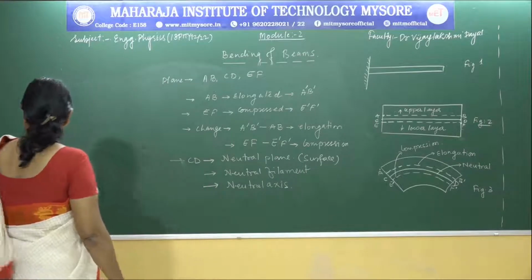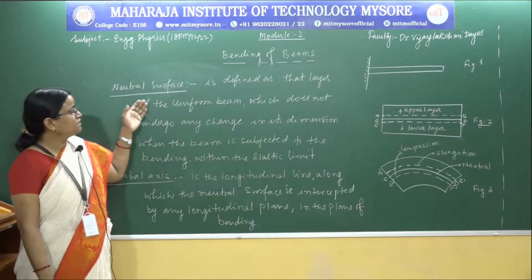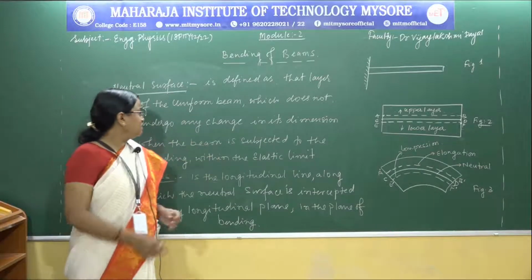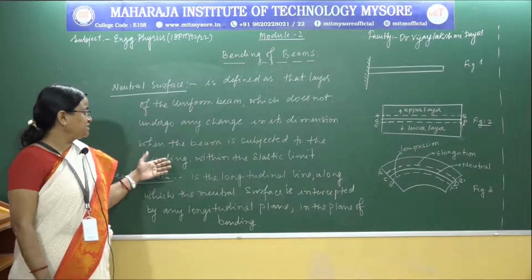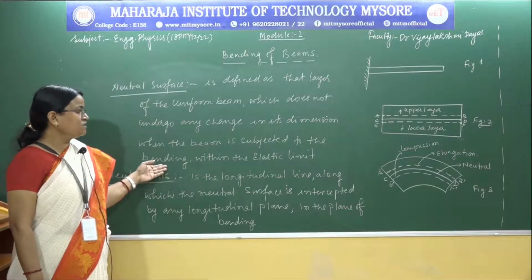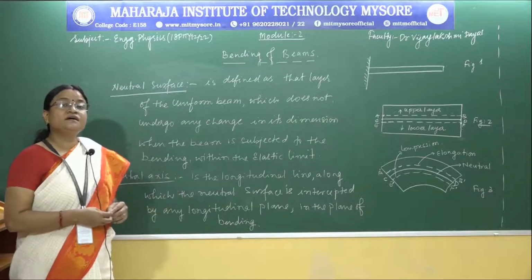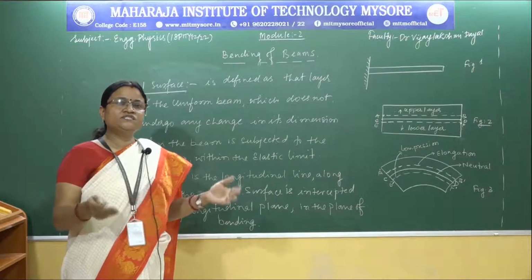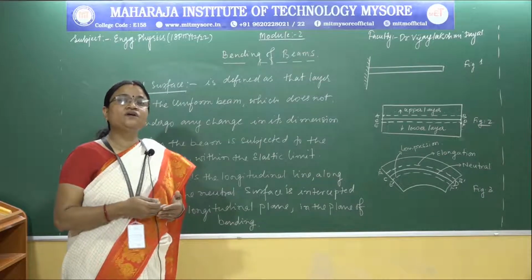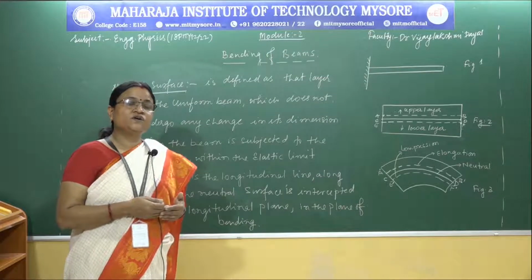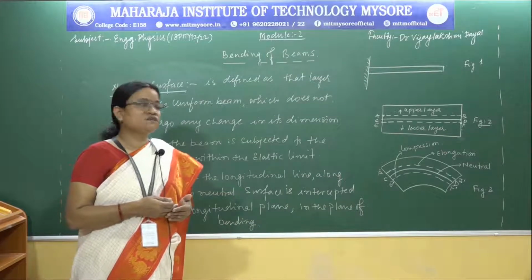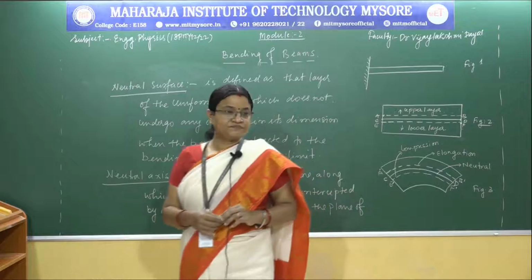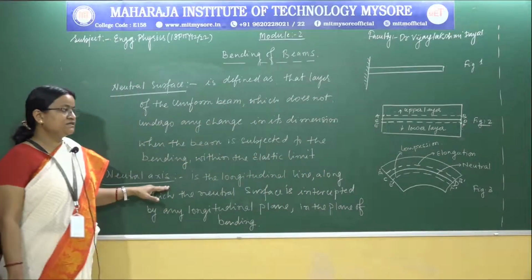We'll write that. Neutral surface we define as that layer of the uniform beam which does not undergo any change in its dimension when the beam is subjected to bending within the elastic limit. It means that surface, as I explained earlier as well, won't change either in length, breadth or thickness. That surface we call the neutral surface, and one such filament of that surface is your CD.